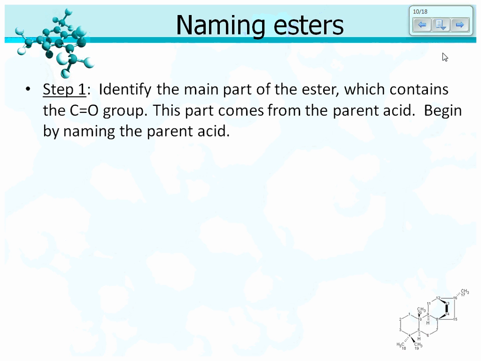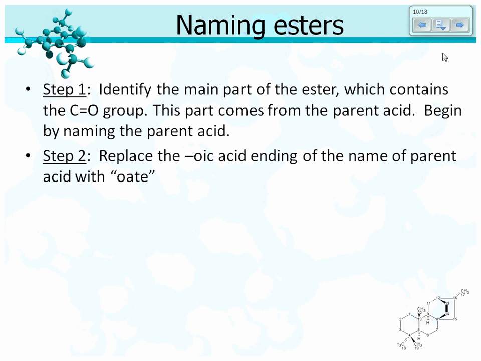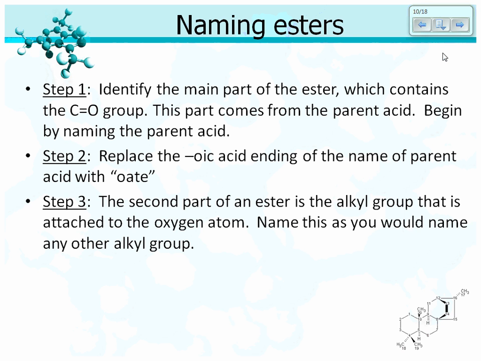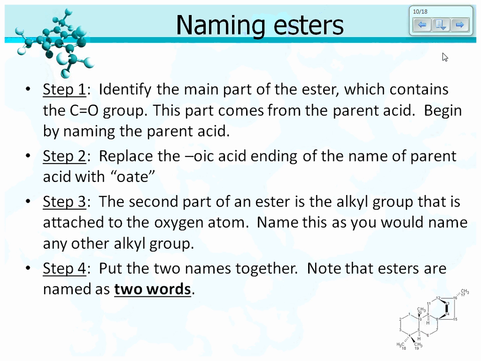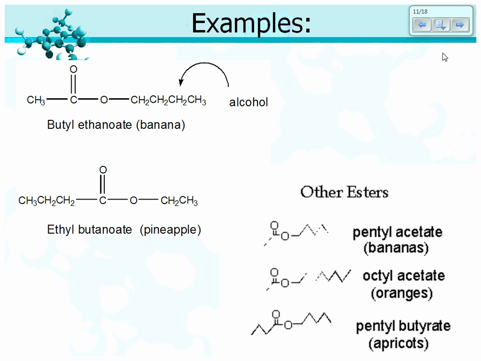Begin by naming the parent acid. Then you replace the oic acid with OH. And then you name the second part of the ester as an alkyl group that's attached to the oxygen atom. Name this as you would any other alkyl group. So then we put the 2 names together. Note that esters are named as 2 words. So let's check this out. This is called butyl ethanoate.